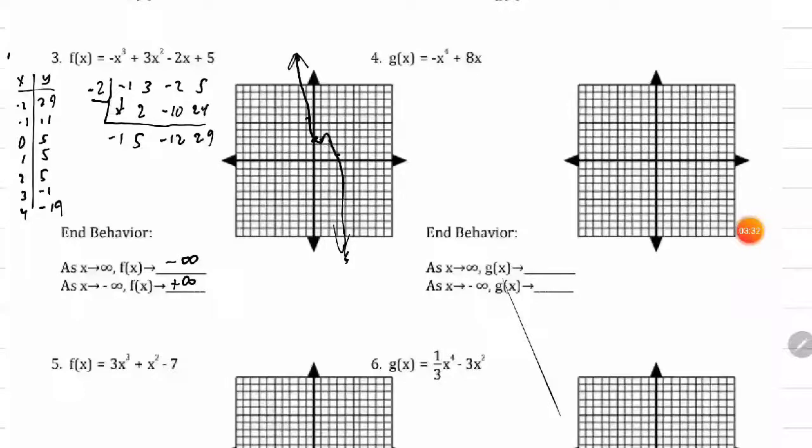Okay. And then, of course, you would either use a calculator or use synthetic substitution. On your test, you will have to show all your work with synthetic substitution. It's not going to be either or. So make sure you show all your work. Make sure you practice this.